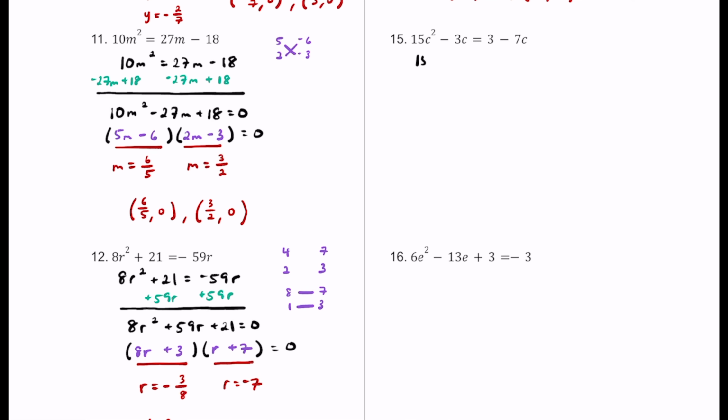For 15, we have 15c squared minus 3c is equal to 3 minus 7c. Let's go ahead and rearrange this into standard form. So if we go ahead and do that, we're going to have 15c squared, and then we're going to have a positive 4c. Take away 3 is equal to 0.